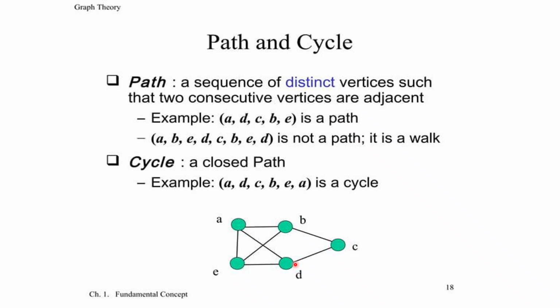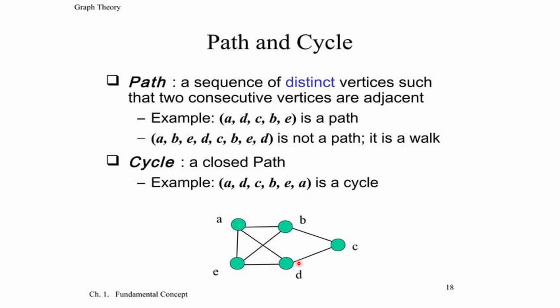A walk is a more general idea. In a walk, you can revisit vertices and even revisit edges. A path is a walk that never repeats a vertex. All paths are walks, but not all walks are paths. And next, what is a cycle?